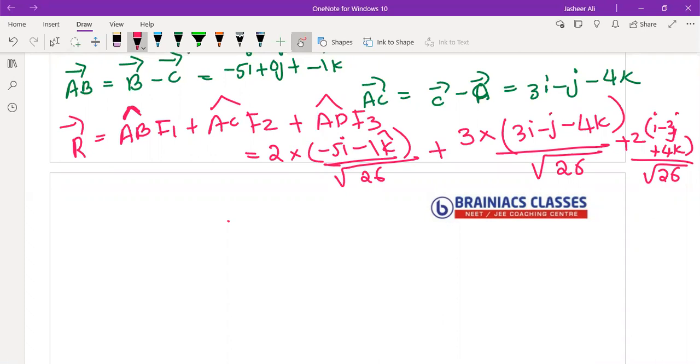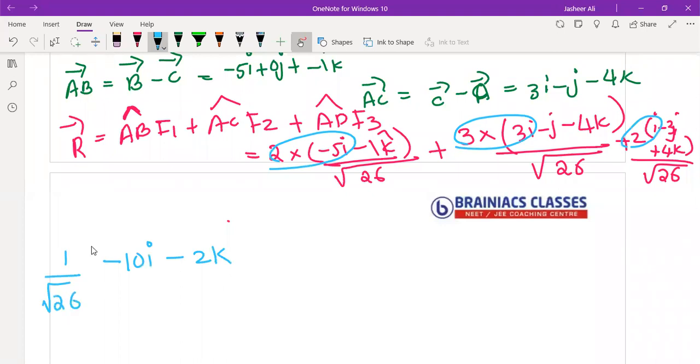Minus 10i. The first factor from this will give minus 10i, from this 9i, and from this 2i. So how much will come? First let's simplify this one. Minus 10i, and in the first, 2 into minus 1k, then minus 2k. 1 by root 26 is common, so I'll take it outside. Then the first factor over i.